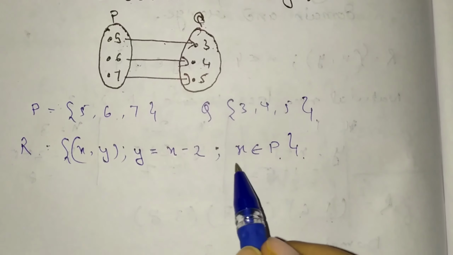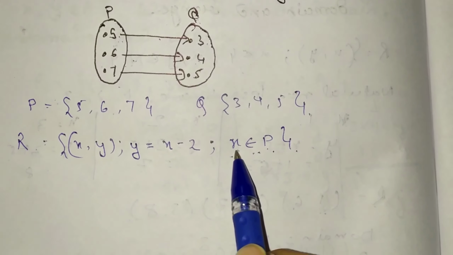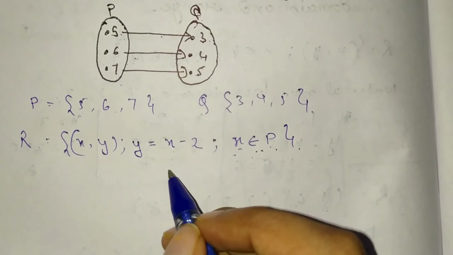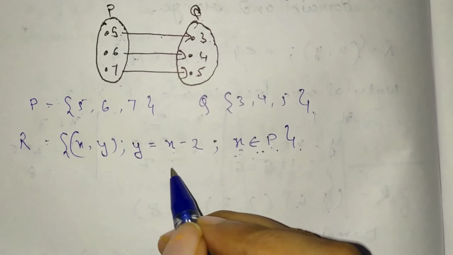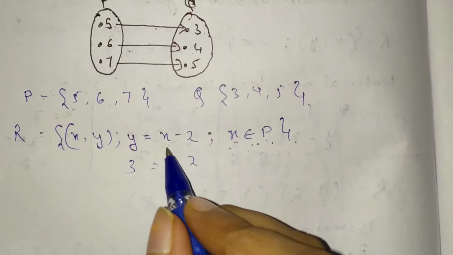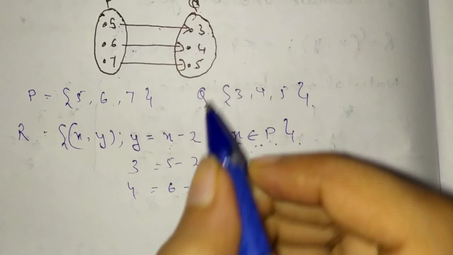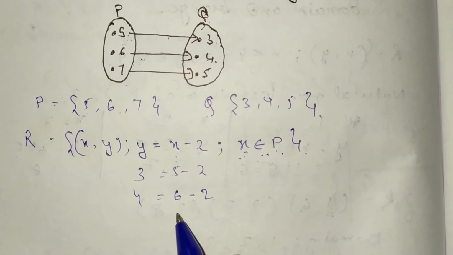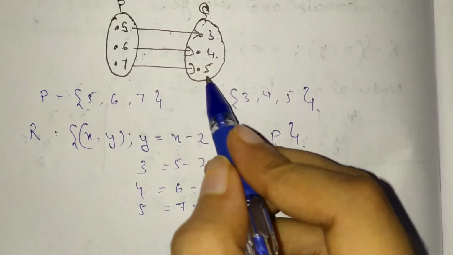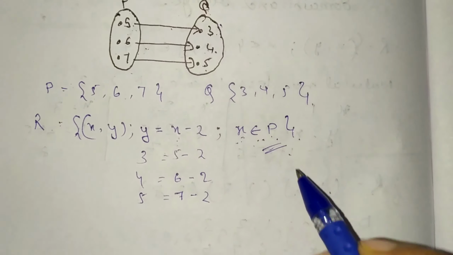So here we can see that the value of x must belong to P, that is the value of x will be 5, 6 and 7, and if we write the value of x equal to 5, then 5 minus 2 is equal to 3, and if we write the value of x is equal to 6, then 6 minus 2 is equal to 4, and if we write the value of x is equal to 7, then 7 minus 2 is equal to 5. So this is our relation in set builder form.